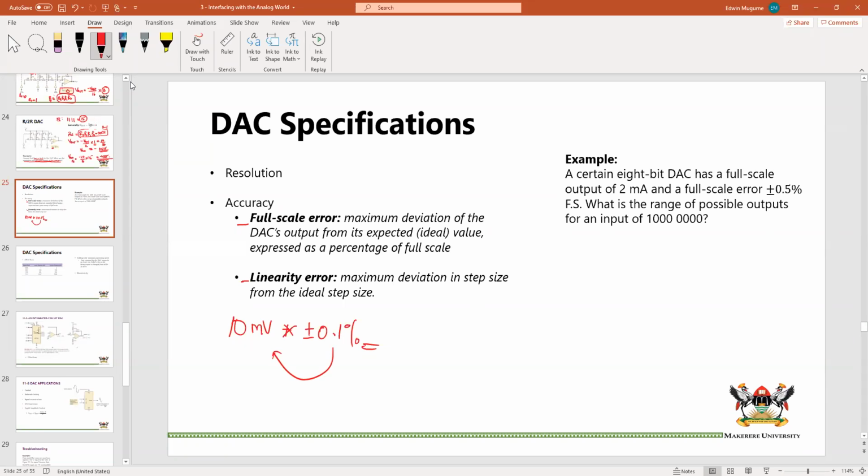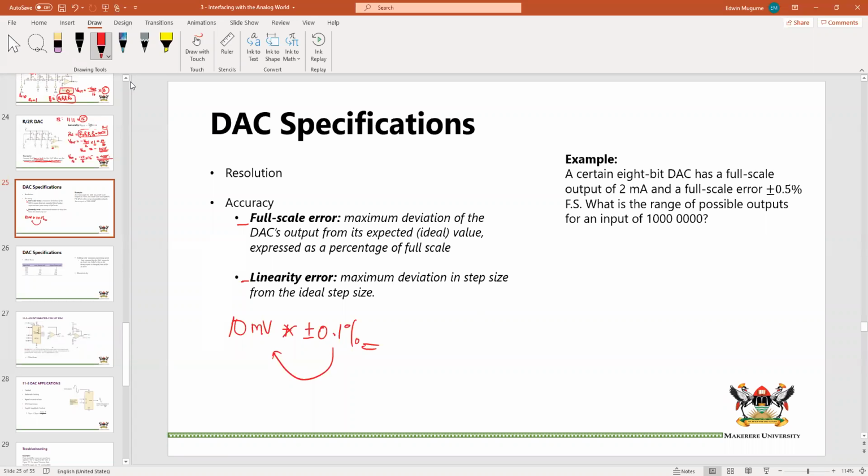We know that for ideal values, the step size, or the resolution, so to speak, should be a certain value. And so you keep adding those up until you reach the full scale. If that step size has an error, usually these are very small errors, that error will always be created as you go up in the staircase. And so by the time you reach the full scale, what you have is not quite similar to the ideal value of the full scale.